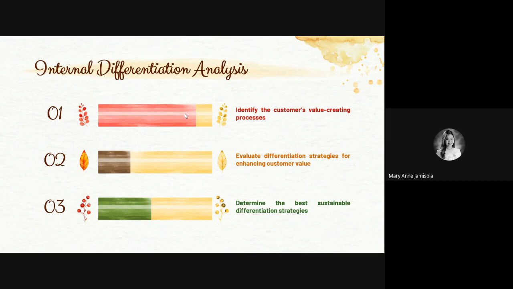Second is to evaluate differentiation strategies for enhancing customer value. The company seeks to evaluate various strategies which could enhance the customer value. The strategies which a company can implement to enhance the customer value are, first, to obtain superior features in the product, such as when it comes to premium cars or phones, etc. Then you can also use effective marketing and distribution channels. You can also use excellent customer service.